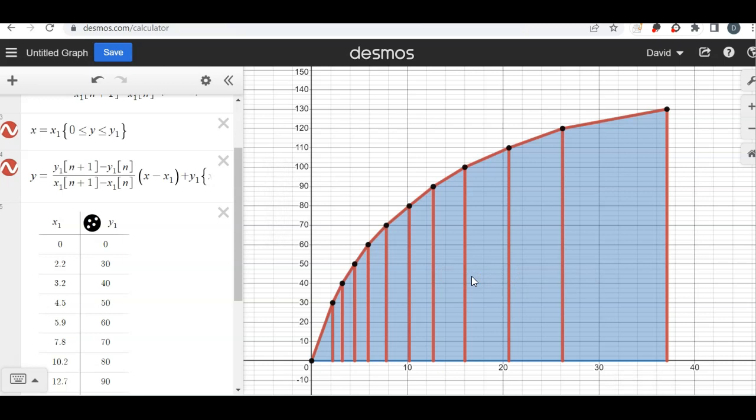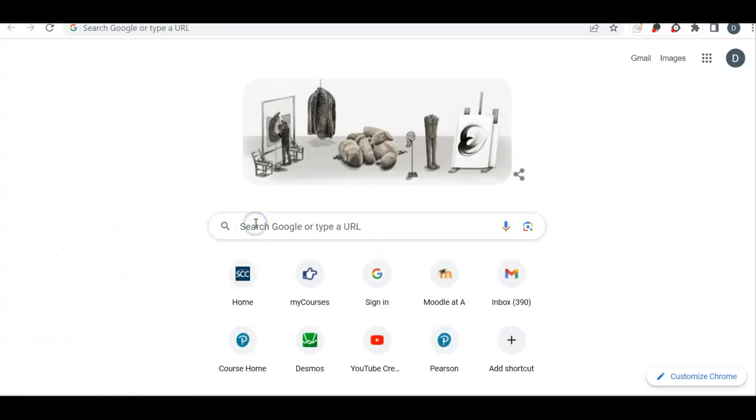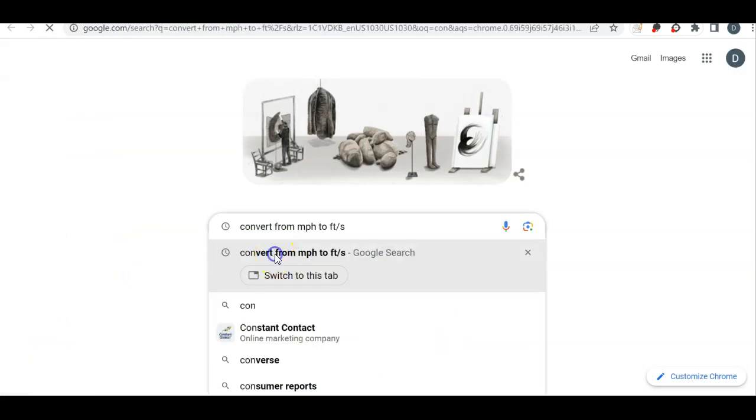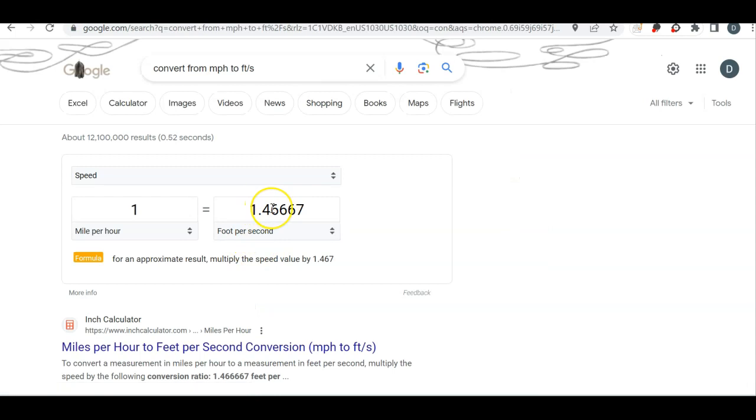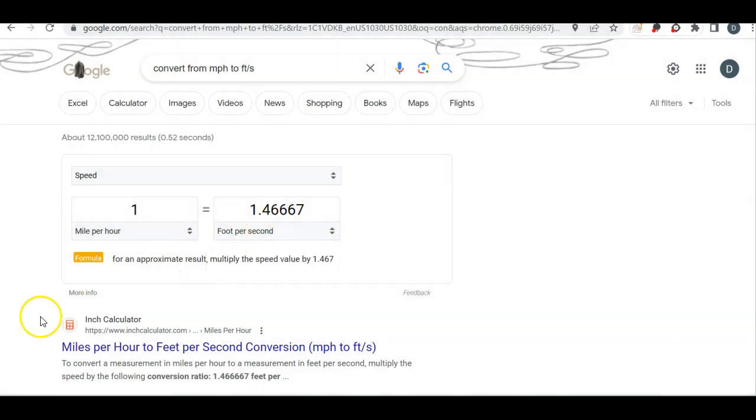The problem is we're being asked to find how many feet the car traveled in these first 37 seconds. And we're given miles per hour. So the thing that you have to do here is to convert miles per hour to feet per second. Now, one thing you could do is type in convert miles per hour to feet per second, and you would get that conversion rate. You multiply the miles per hour times 1.467-ish.